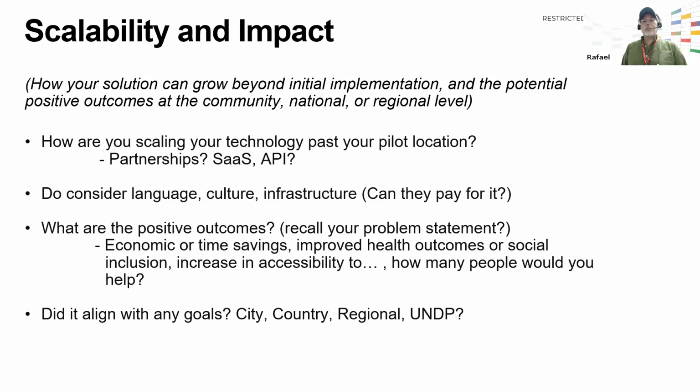And then also, what are the positive outcomes? We want to understand the impact now. So you recall your problem statement, why you're doing this: how many lives are you saving? How many communities are you saving? Is there a community you're improving in digital literacy, financial literacy, things like that? Is there economic or time savings? Is there any improved health outcomes or social inclusion? What you're doing is helping people who are visually or hearing impaired somehow, or increasing accessibility. So assistive technologies, right? You're linking the hardware and the software together. Whatever you're coming up with is assistive technology, and is that increasing the accessibility of how many people to do what?